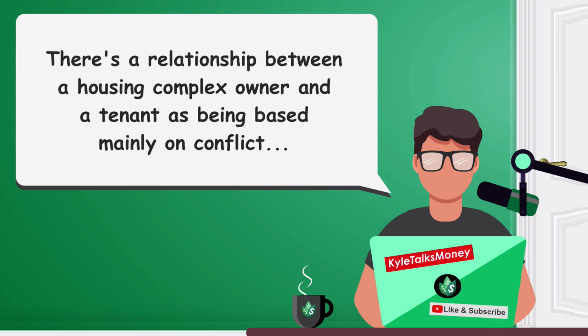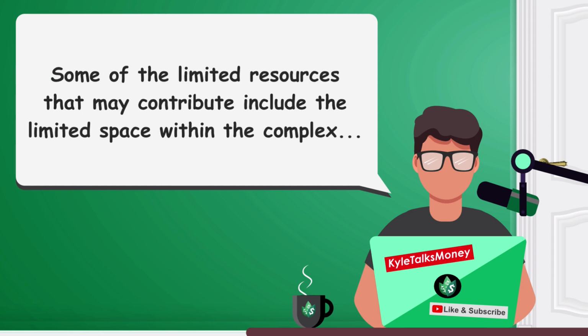There's a relationship between a housing complex owner and a tenant as being mainly based on conflict instead of balance or harmony, even though there may be more harmony than conflict. They believe that they are defined by getting whatever resources they can from each other. In that example, some of the limited resources that may contribute to conflict between tenants and the complex owner include limited space within the complex, the number of units, the money that tenants pay to the complex owner for rent, and so on. Ultimately, conflict theorists see this dynamic as one of conflict over these resources.